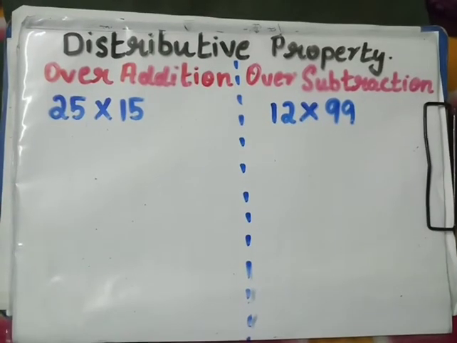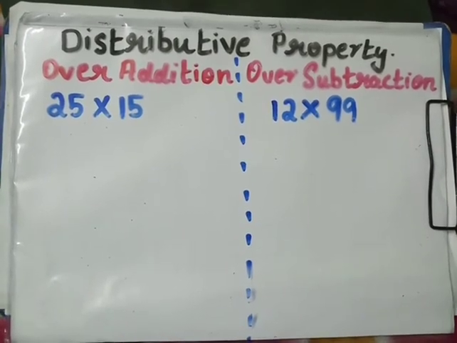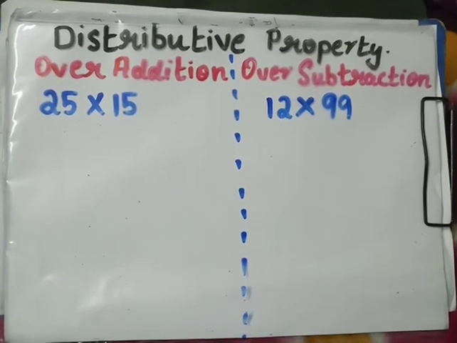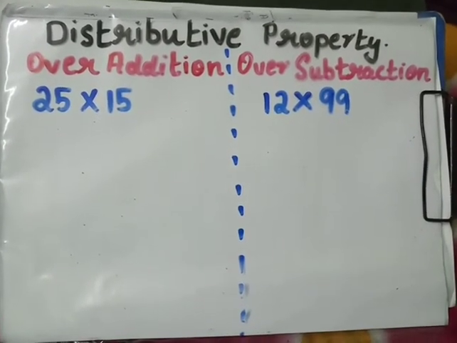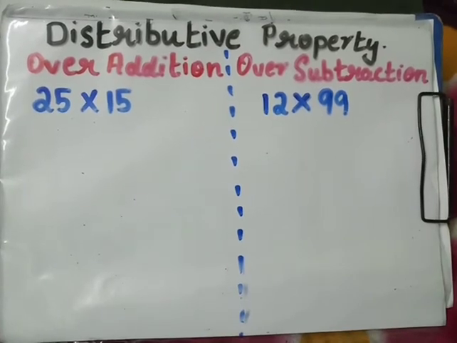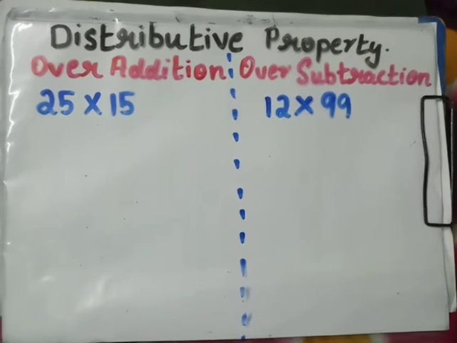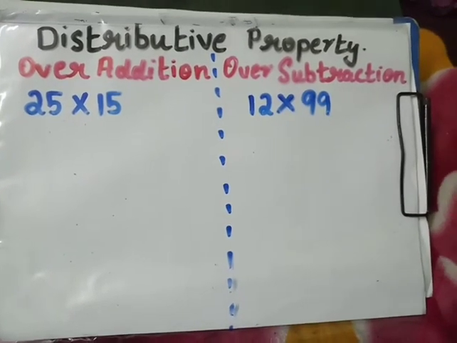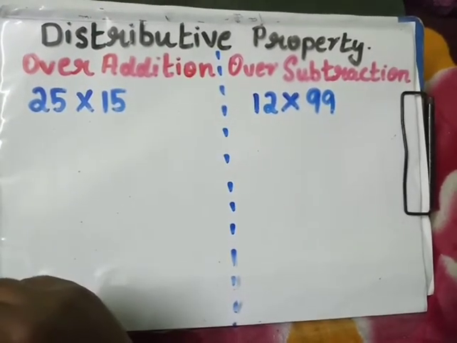The fourth property is distributive property. Distributive property means we will divide the number and we will distribute it equally. Now under distributive property we can do two methods, over addition method and over subtraction method. Now what is to be done under over addition method? Here you can see I have written one question, 25 into 15.